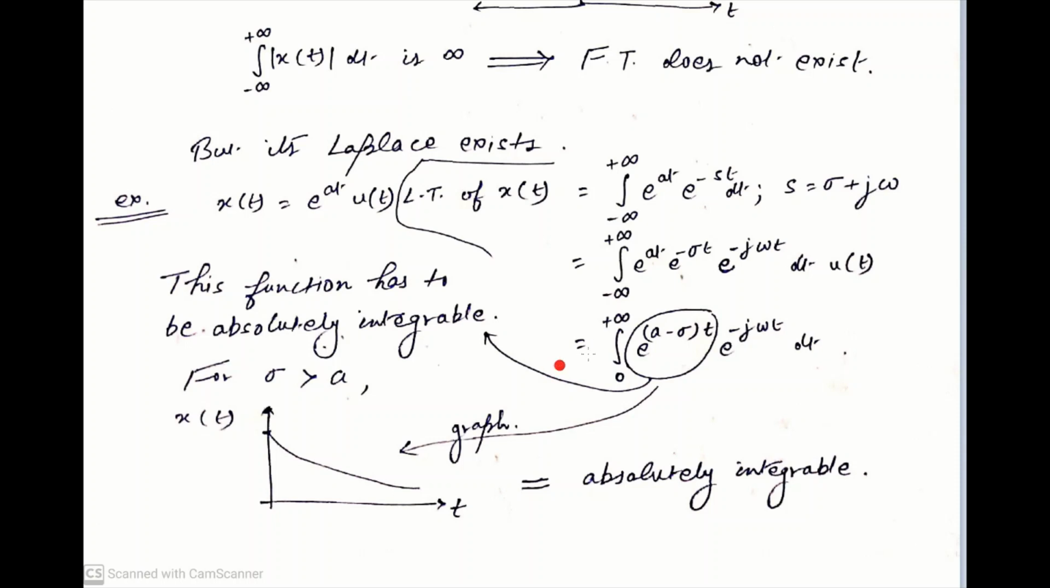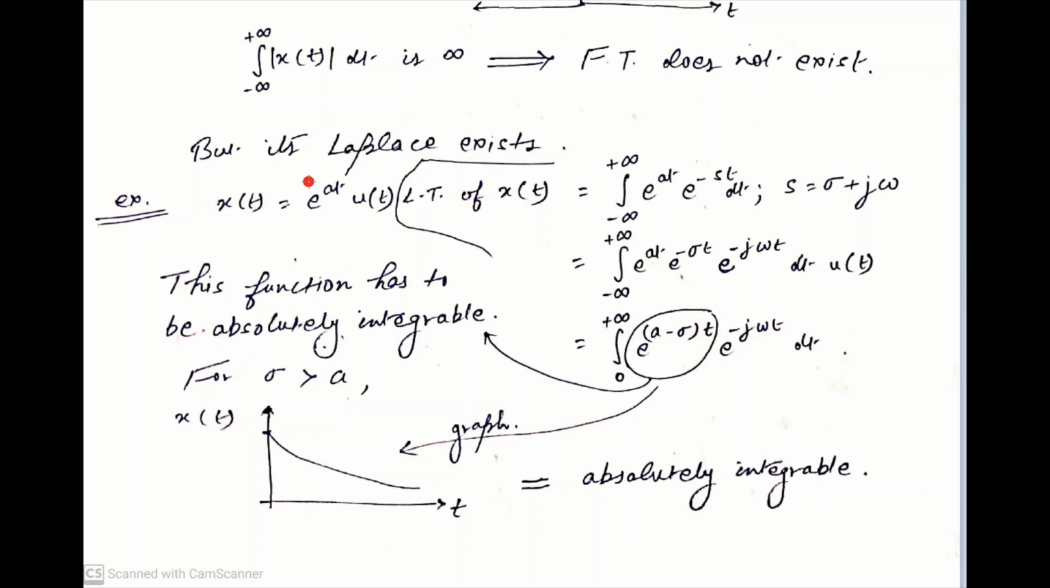So I want this exponential to be decreasing for positive time t. All right. So for making this a decreasing function, I want sigma to be greater than a. Suppose a is 2 and sigma is 3, then 2 minus 3 is minus 1. So it becomes e raised to the power minus t, and e raised to the power minus t is actually absolutely integrable. So that's what I have written here. For sigma greater than a, this function becomes absolutely integrable, and hence in that scenario, the Laplace transform of e raised to the power at exists.